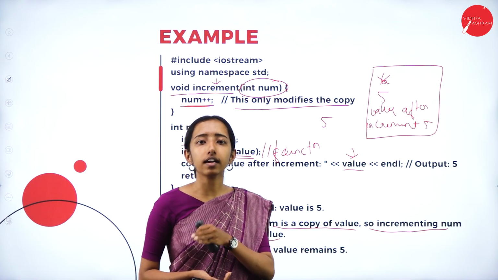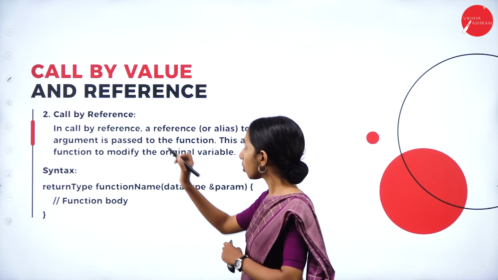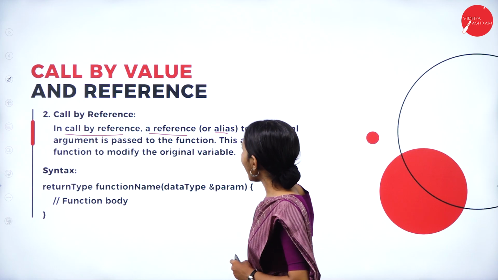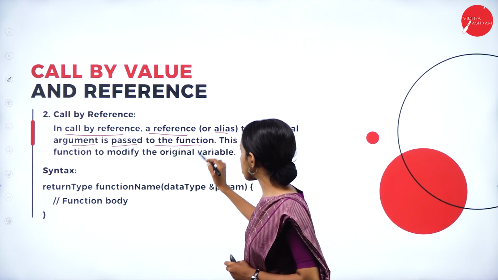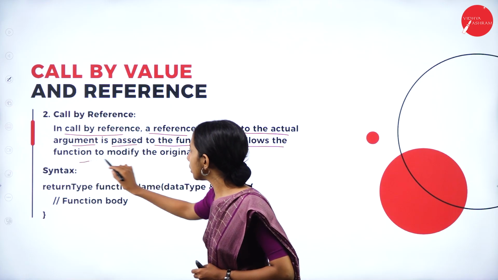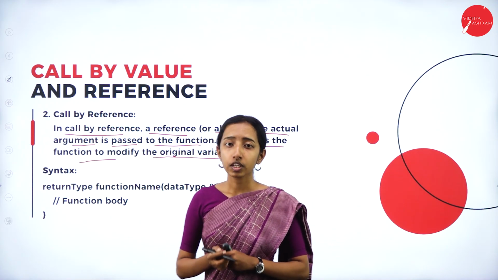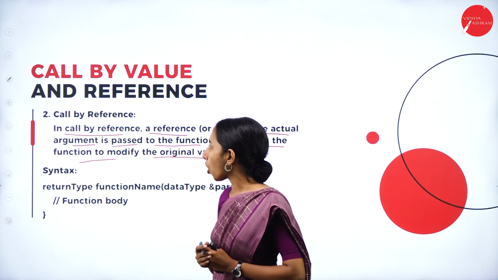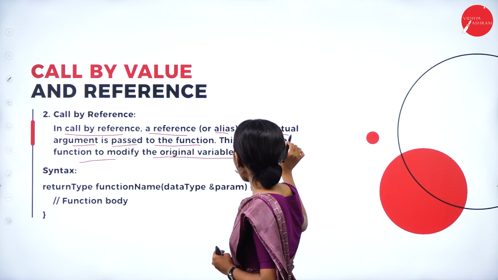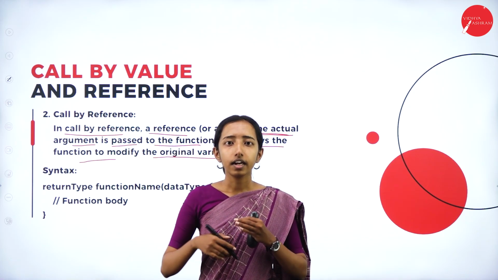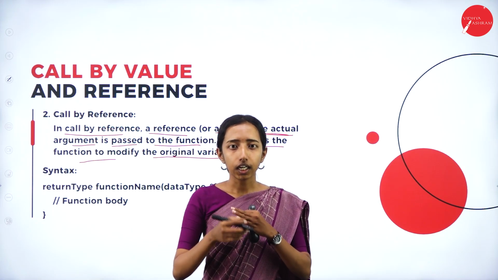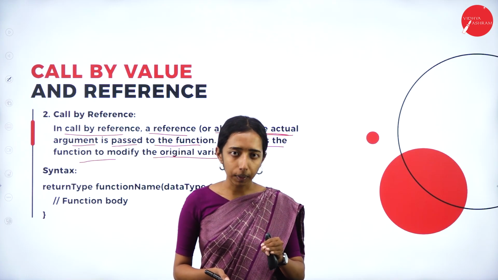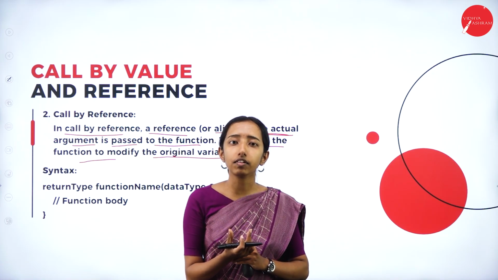Next we have call by reference. So what is call by reference? In call by reference, a reference or alias to the actual argument is passed to the function. This allows a function to modify the original value. Call by value passes a copy of the actual argument, but call by reference passes the actual argument. It will not pass the copy, it will directly pass the value that we give in the arguments.